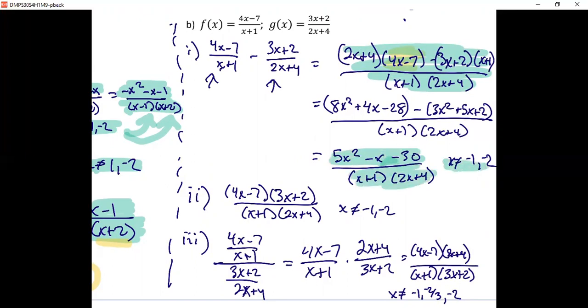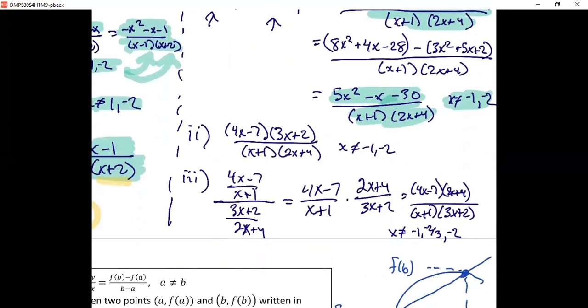We simplify the algebra, we get right here. Now in the end, x is not allowed to equal -1 or -2, which -1 shows up in that domain, -2 shows up in that domain. For part 2, you multiply them out, and really there's not a whole lot of simplifying you could do, unless you really want to multiply them together, which I don't. So x is not allowed to equal -1, and x is not allowed to equal -2.